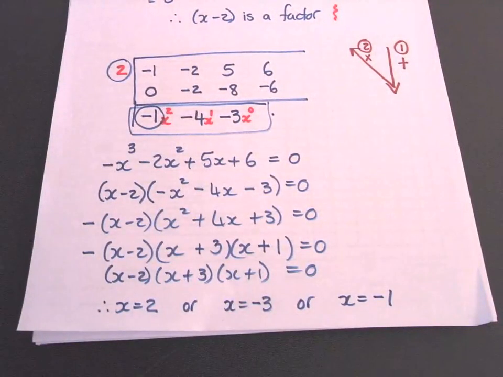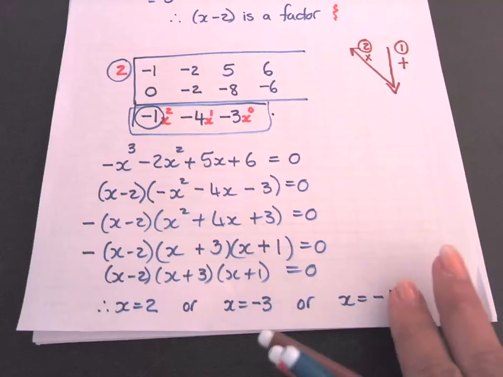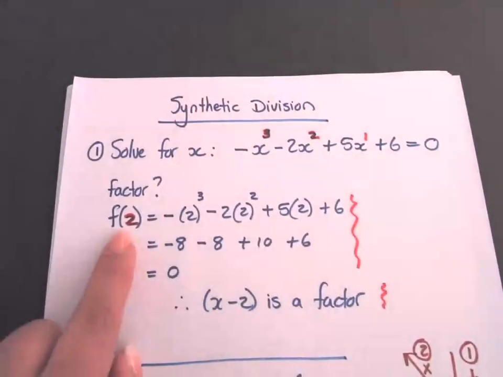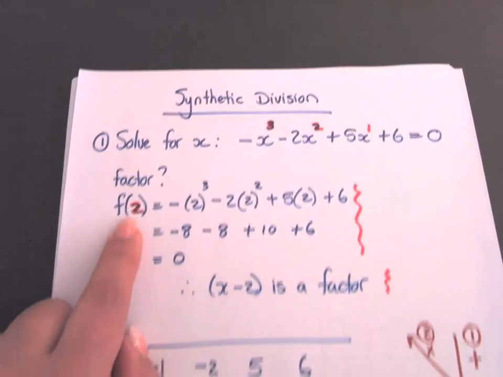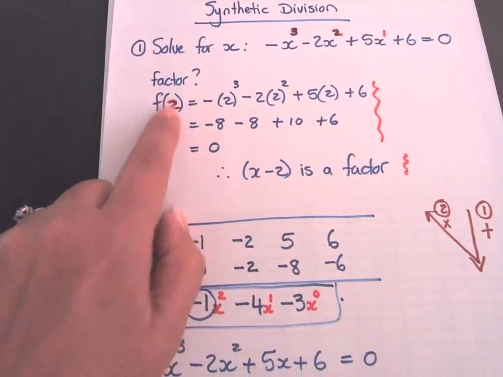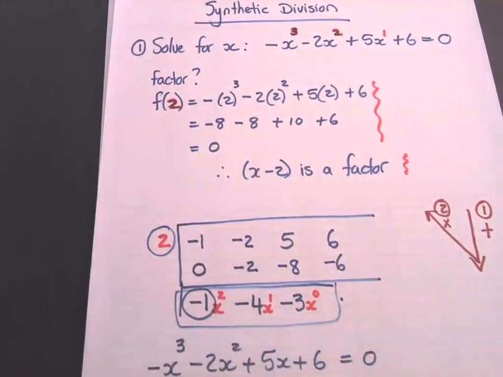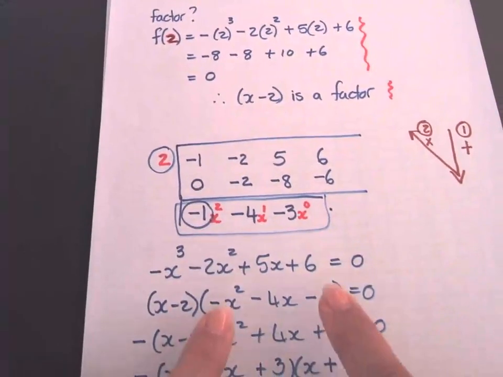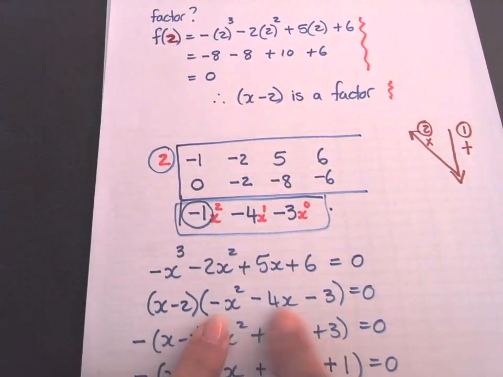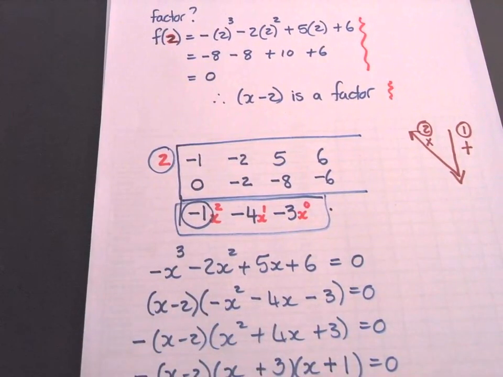Let's do another one. You only find one root with a calculator. And then you use that factor for your synthetic division to get the other factor. And then you factorize that factor to get your 3 answers.